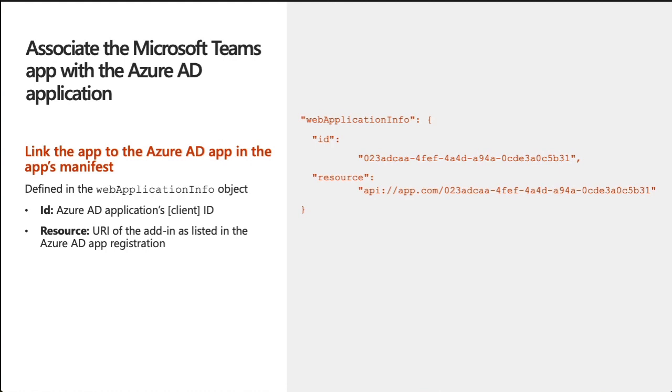The domain portion of this URI must also be listed in the valid domains array in the app's manifest. So as you see here on the slide where it says app.com, that should be listed in the valid domains. Now, this is what it looks like for a tab. When I do this with a bot, it should instead say botid dash and then the GUID of the app. There's a little bit of a difference between tabs and bots.